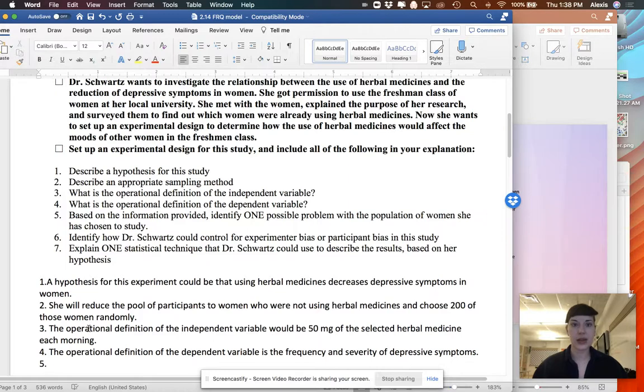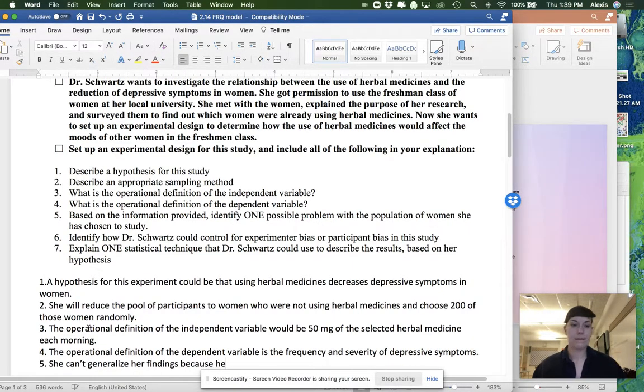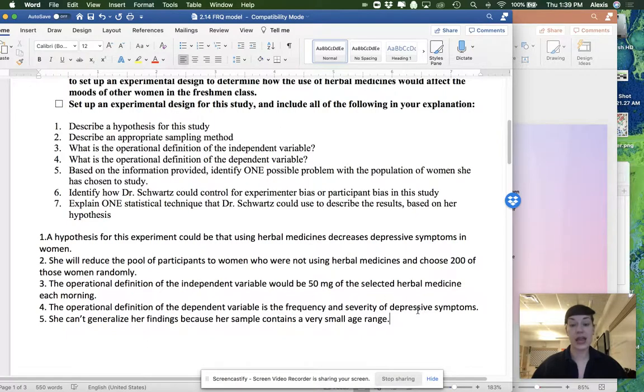Okay, great. Number 5, based on the information provided, identify one possible problem. Okay, so when I go back and I look, it says she got permission to use the freshman class of women at her university. But it also says she wants to look at the relationship just in women. So if she's only using the freshman class, that means she's only working with people who are like 18, 19. So what about for 50-year-olds? Like they might not have the same reaction, so she can't generalize her findings. Okay, so I said she can't generalize her findings because her sample contains a very small age range.